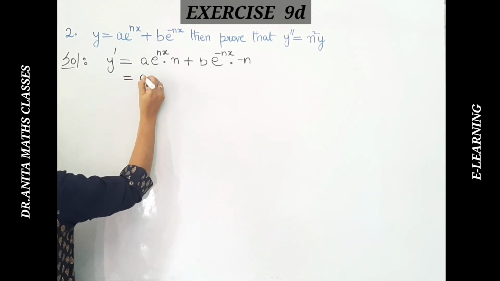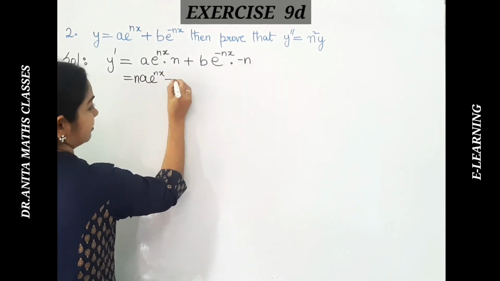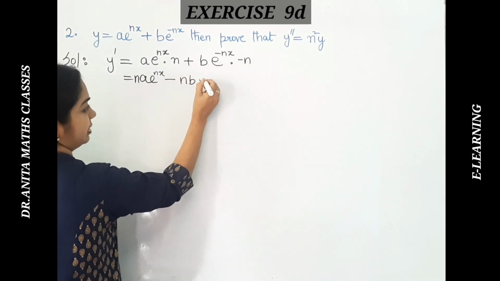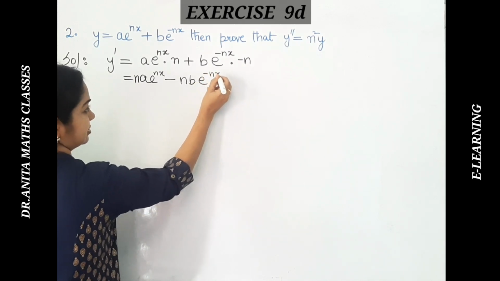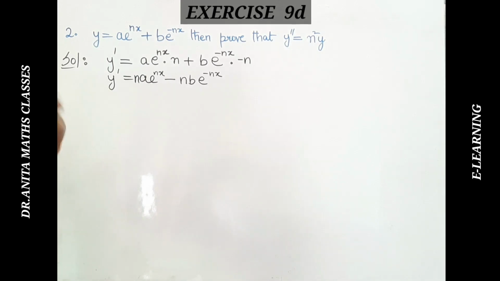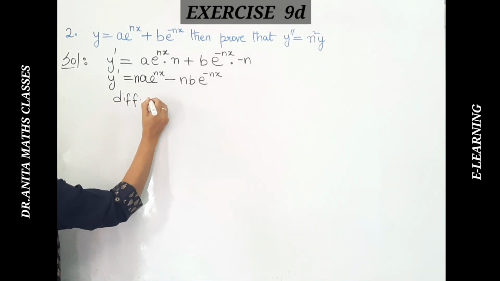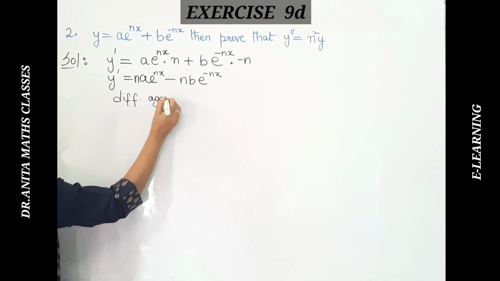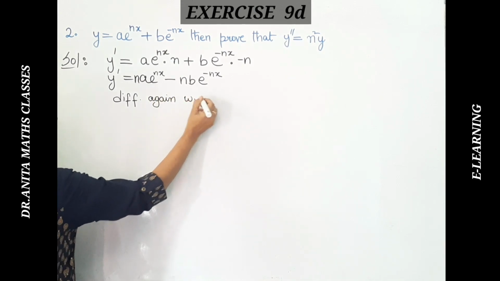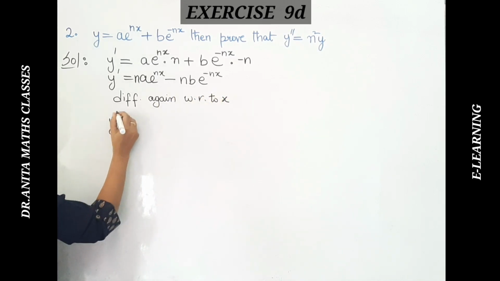So this becomes n a e^(nx). The negative is there, so minus n b e raised to the power of minus nx. Right, so this is our first derivative. We want the second derivative, so let us differentiate again with respect to x. So that comes to y double dash.